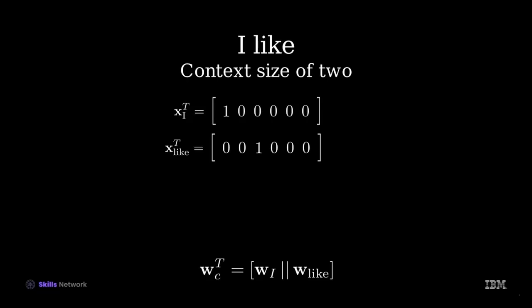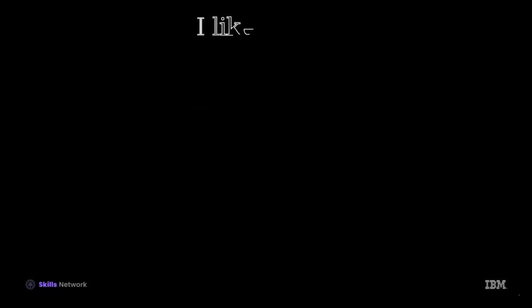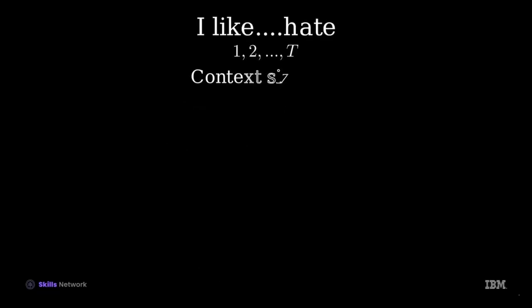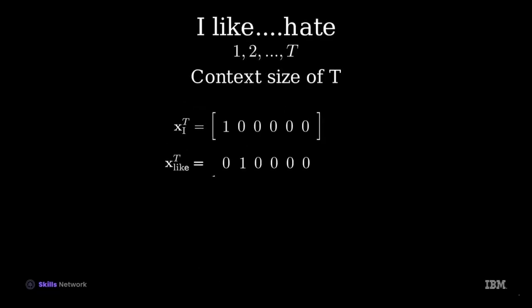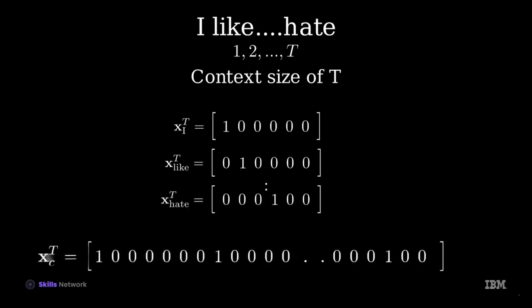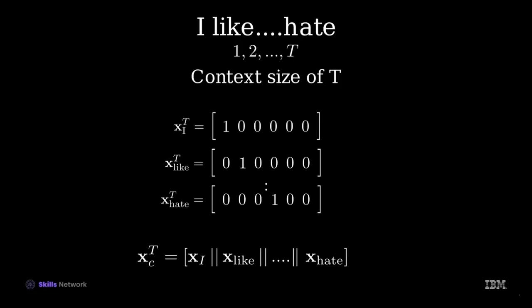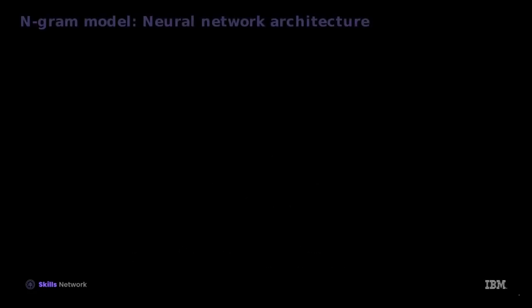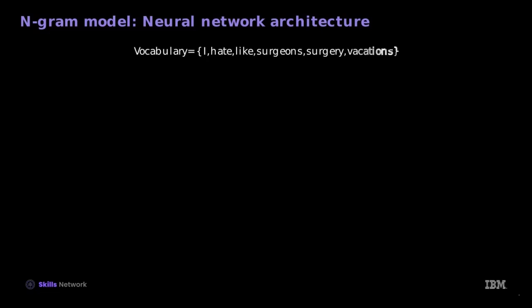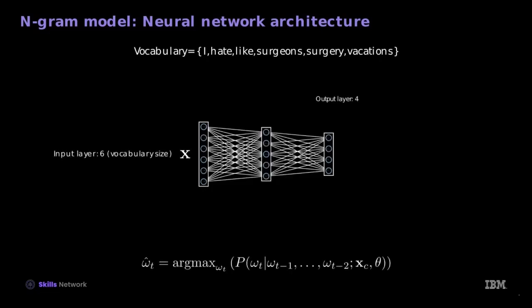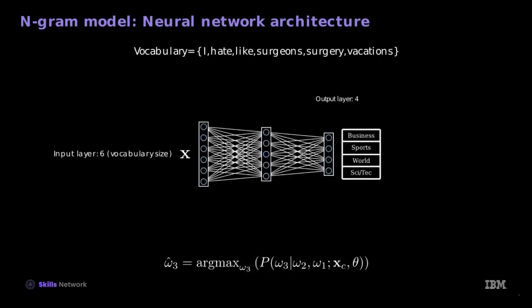Instead of performing the operation on raw one-hot vectors, concatenate the one-hot encoded embedding vectors. In the realm of neural networks, the context vector is generally defined as the product of your context size and the size of your vocabulary. Typically, this vector is not computed directly. Instead, you should construct it by concatenating the embedding vectors. Let's examine the neural network architecture for an n-gram model. Imagine you're working with a small problem, a 6-word vocabulary, and a 2-word context.